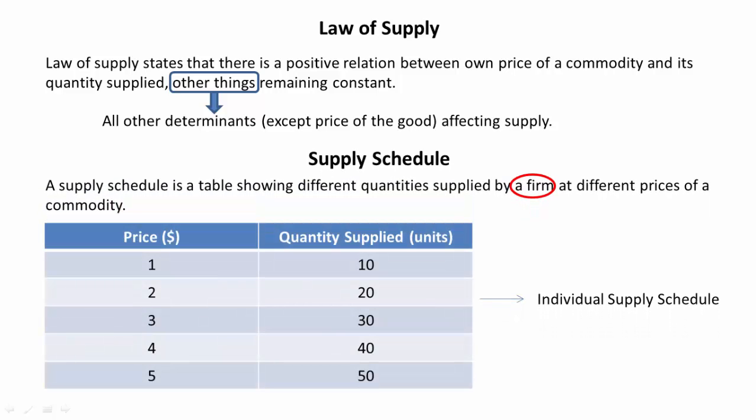A supply schedule is a table showing different quantities supplied by a firm at different prices of a commodity. The following table is a supply schedule. Note that this supply schedule is an individual supply schedule, as we are talking about only one firm here.